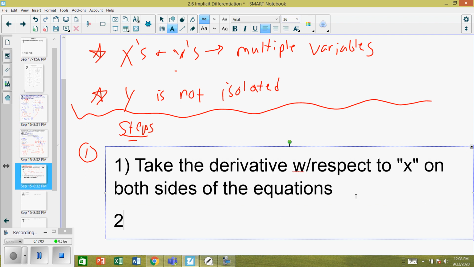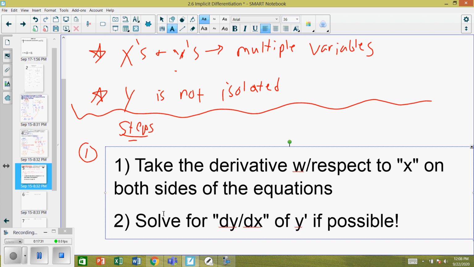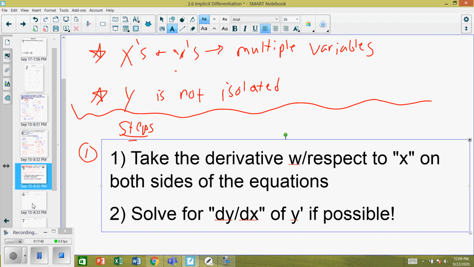Now, step two is going to be, and whenever I say in step one, take with respect to x, that means if you ever take the derivative of y, you put the dy over dx by it. And step two is the last step. All you got to do is just solve for dy over dx, or another way of saying that is just y prime, if possible. Sometimes it's not going to be possible to solve for dy over dx, and you'll see situations like that later. So we've just shown two examples of that already in these last two examples.